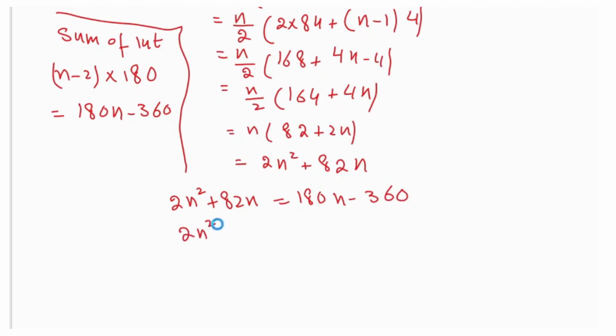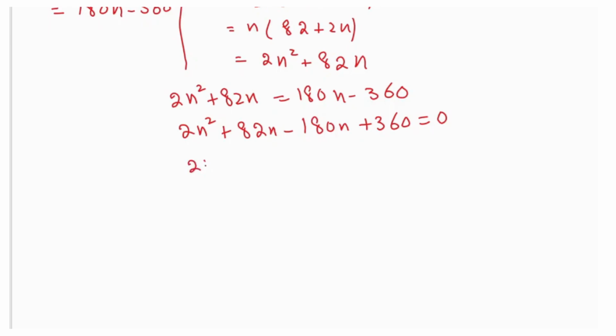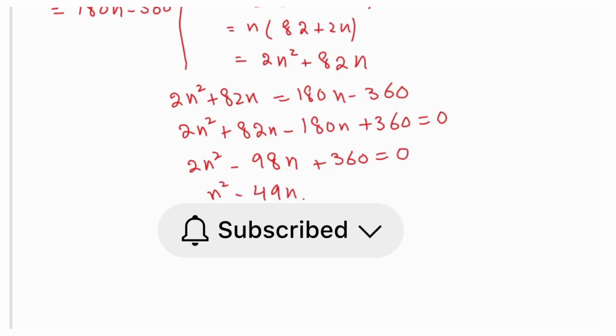Now we're going to put everything on one side: 82n minus 180n, and plus 360 equals 0. Simplifying further, that becomes 2n squared, and 82 minus 180 gives us minus 98n, plus 360 equals 0. If we divide both sides by 2, we get n squared minus 49n plus 180 equals 0.